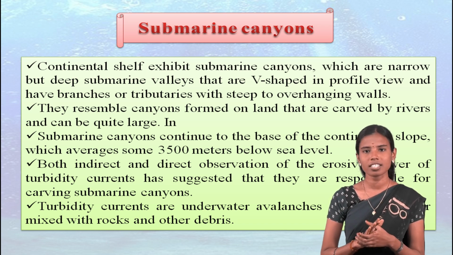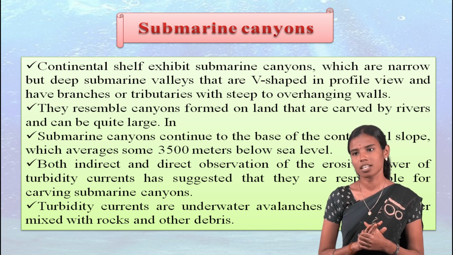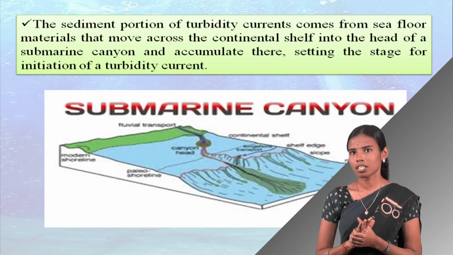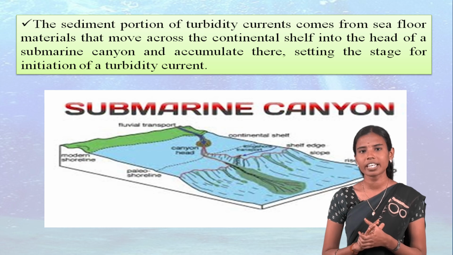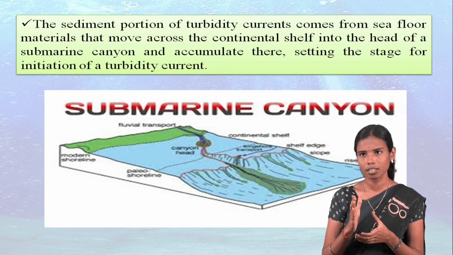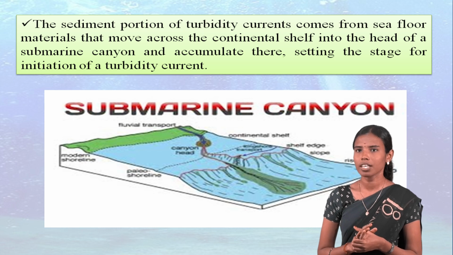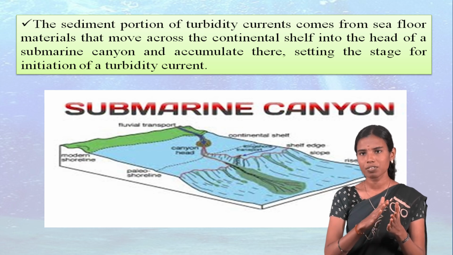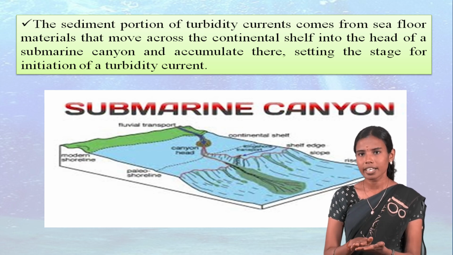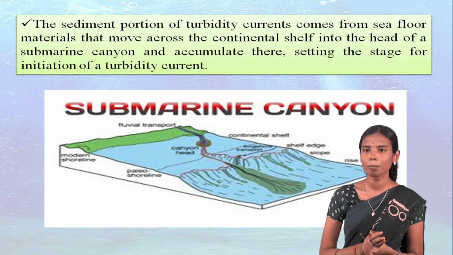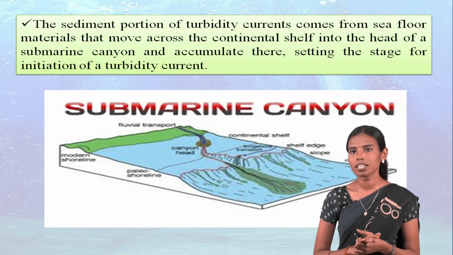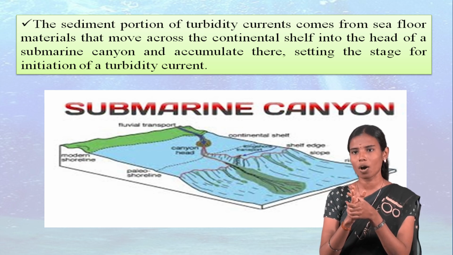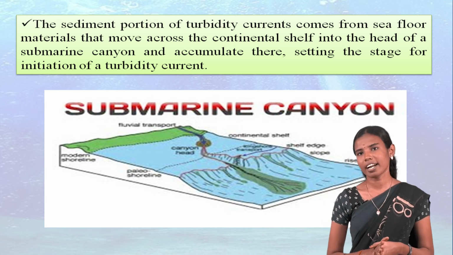Turbidity currents are nothing but underwater avalanches of muddy water mixed with rocks and other debris. The sediment portion of the turbidity current, that is the muddy debris, comes from the seafloor material that moves across the continental shelf into the head of the submarine canyon and accumulates there, setting the stage for the initiation of turbidity current. In the picture, you can see the submarine canyon, how the fluvial action transports the sediment and how it is deposited in the submarine canyons.